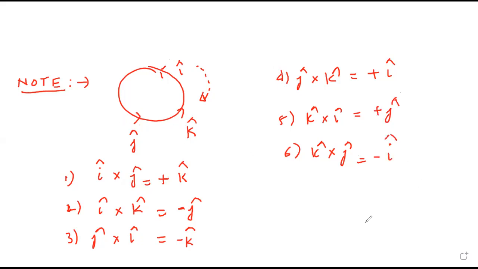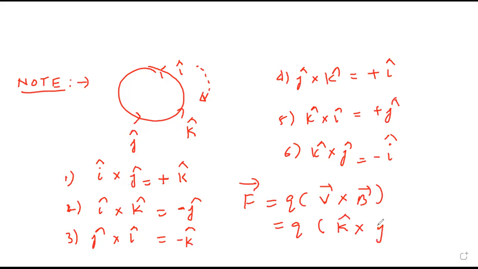Any doubt in this direction part? No. Now, if the cross product of V bar and B bar gives the direction of F bar, imagine V is along the Z axis, that means K cap, and B is along minus J. What is K cross J?